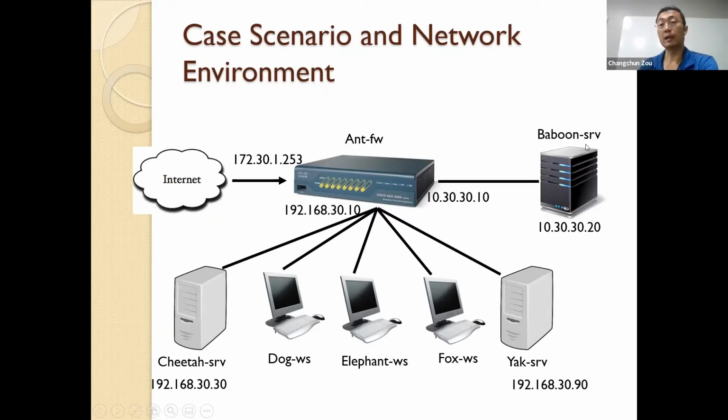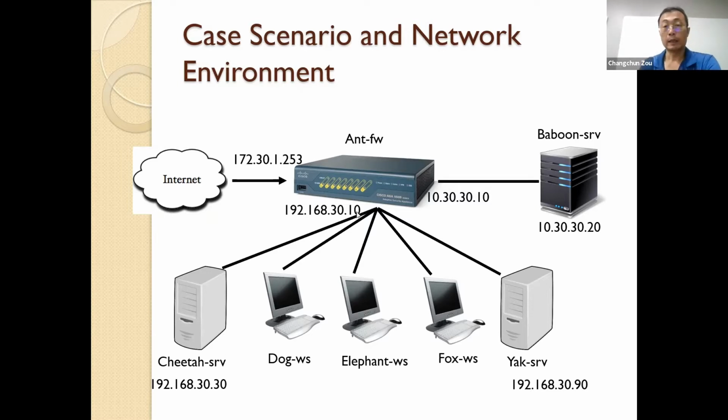In this simple setup, the DMZ zone has one web server. So this is the web server's name. It's a Unix server. This is the web server's IP address. Here is the internal subnet, and there are 3 Windows machines. These 3 are Windows computers, and these 2 are internal servers.